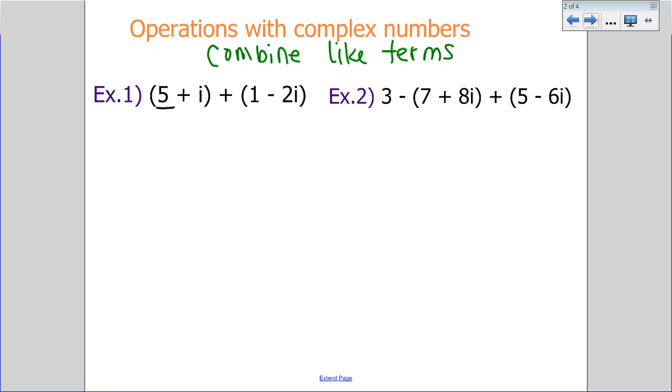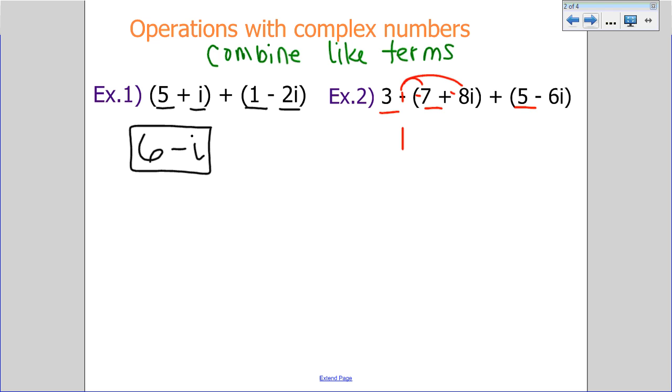All right, so we're going to add real to real, imaginary to imaginary. So because it's addition, 5 plus 1 is 6. 1i minus 2i's is negative i, or negative 1i. So there's our answer. For the second one, because I'm subtracting, I'm going to change the signs of everything inside there. I'm going to distribute that negative to everything. Then we go through and combine like terms. So 3 and negative 7 is negative 4, and negative 4 plus 5 is 1. Negative 8i and negative 6i is negative 14i. Notice I'm keeping it in the form A plus BI.